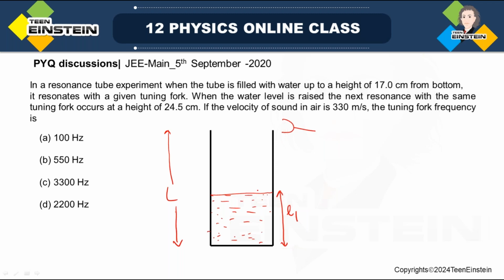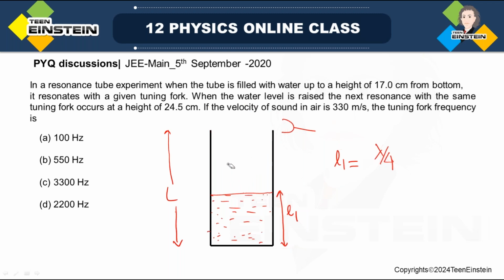Resonance means that at this particular length, the frequency of this closed pipe is exactly equal to the frequency of the tuning fork. So if you know that this is the first resonance, then you would have written lambda by 4. First resonance is this one, right? First resonance lambda by 4, so this L1 will be equal to lambda by 4. But it is not written that it is the first resonance. Then what should we take?